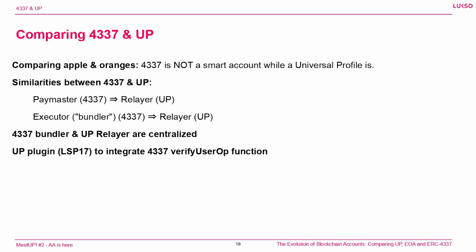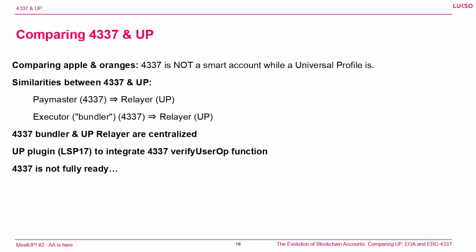One thing that is good is that, as we saw, UP is not 4337, but we have been able to implement the 4337 logic with the verification step that is currently missing, in our UP environment inside a plugin that is an LSP17 plugin. This is the name of the standard, the LSP17. And we have this plugin that allows you to interact with the verify user operation function that is part of the 4337 standard, which is good.